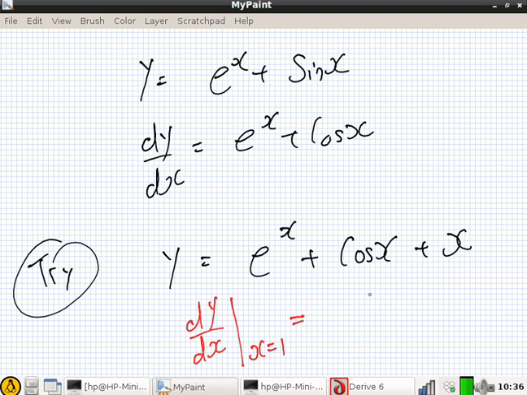What you got? Anyone else? 2.7. What? 3.7. 2.7? Yes. 2.7. Yes, 3.7? What did you get? 2.7? 2.7. Don't forget about the minus. Hanish, did you have a minus? Yeah.